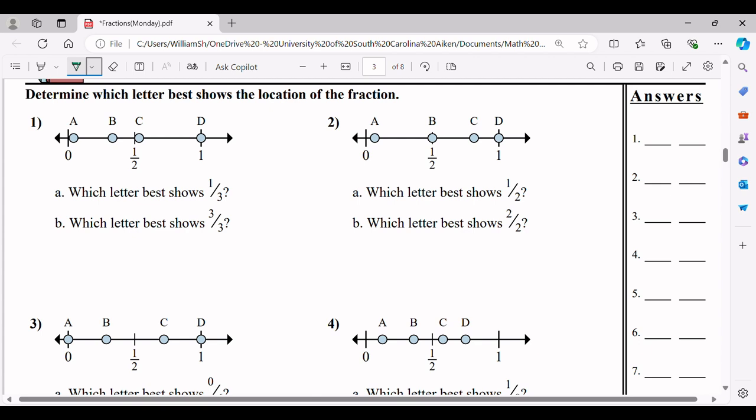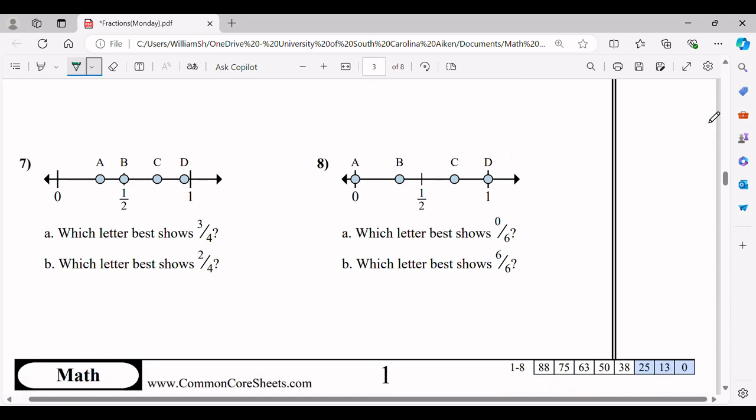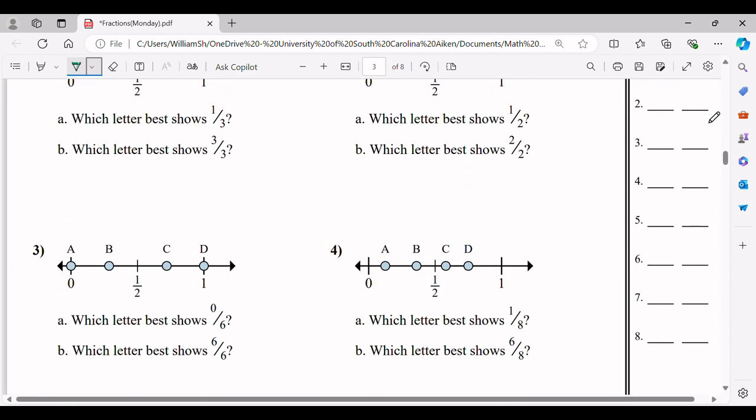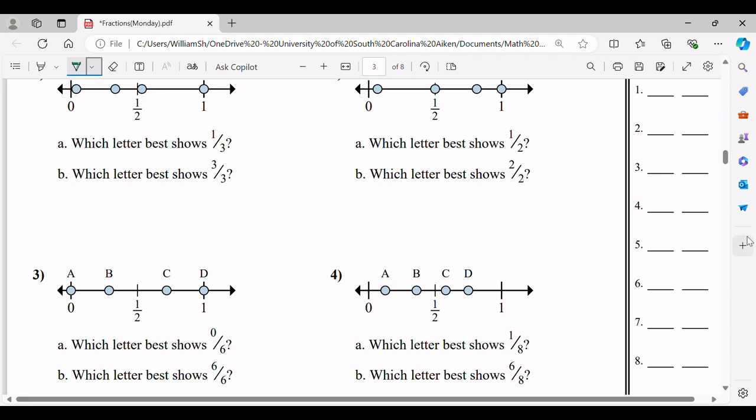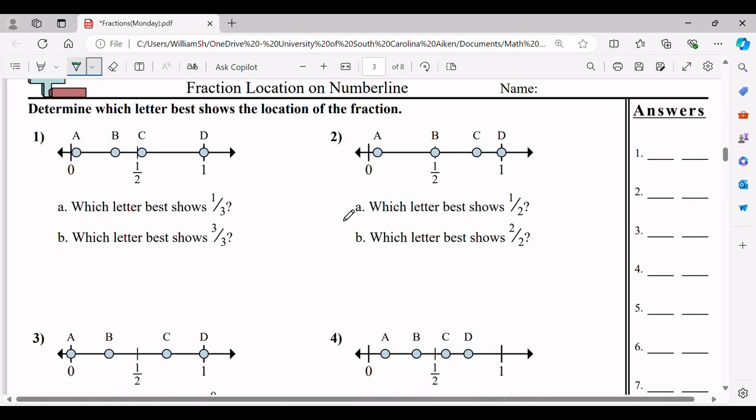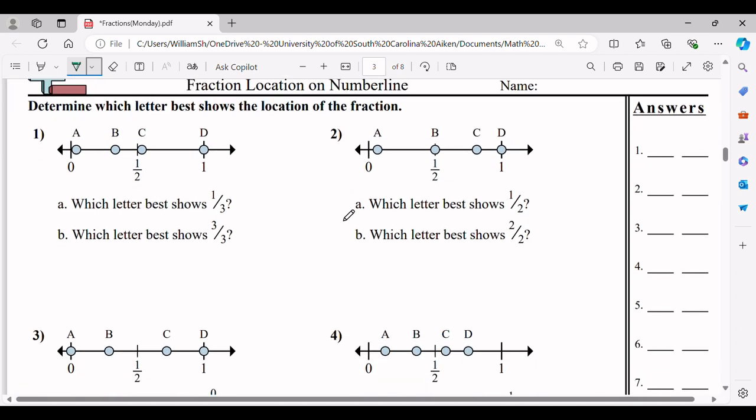Scrolling on down, it says determine which letter best shows the location of the fraction. Now, here's the deal. Fractions work conceptually about breaking pieces into parts, right? But they also fit on a number line. Let that sink in for a minute while I take a little drink of water. Alright, so we have to be able to locate these pieces on the number line. On this worksheet, I think it pretty much takes you from 0 to 1, so from none to 1 whole. We can go past the whole, but we've got to be able to get to the 1 first before we can work on going past it. So let's see what we got.